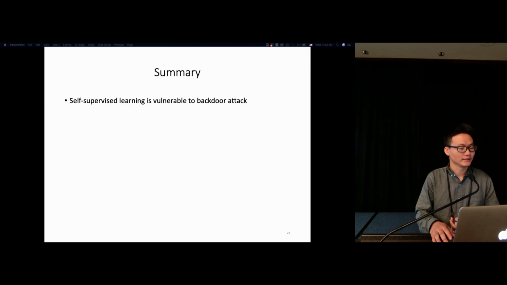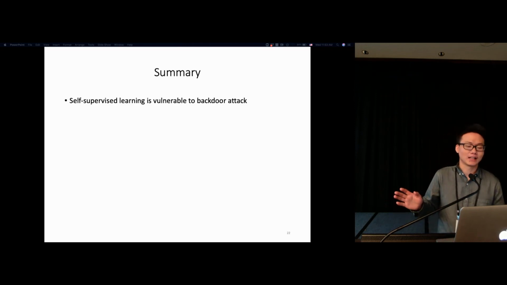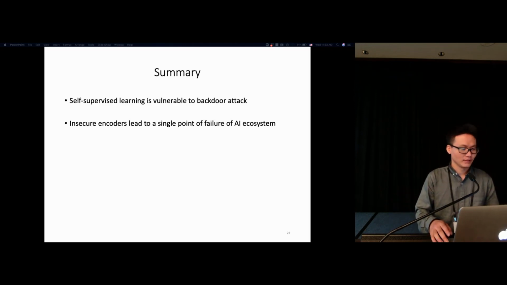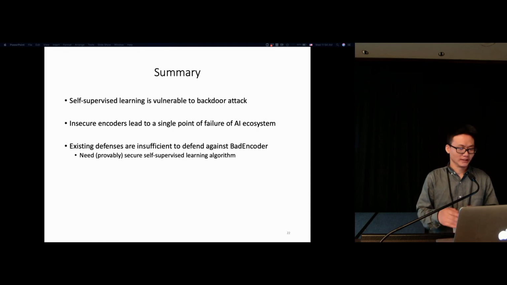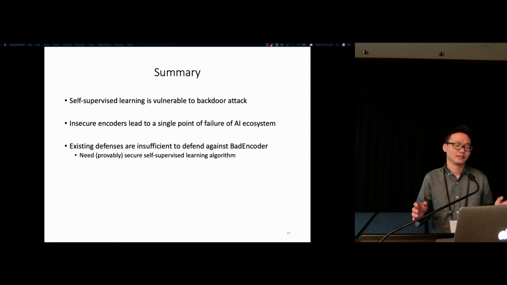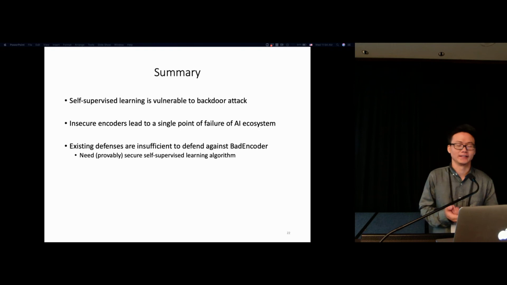In summary, self-supervised learning is vulnerable to backdoor attacks. We find that insecure encoders lead to a single point of failure of the AI ecosystem. Existing defenses are insufficient, so we need a secure self-supervised learning algorithm.